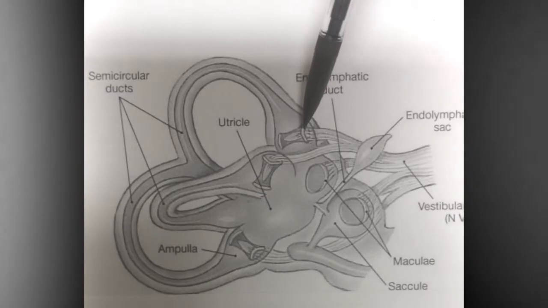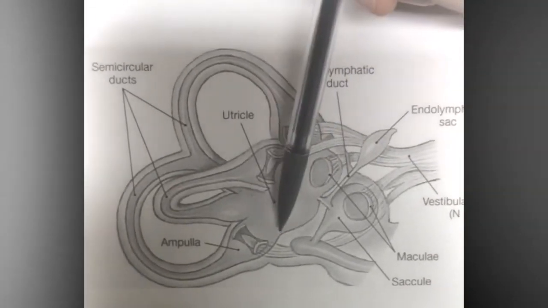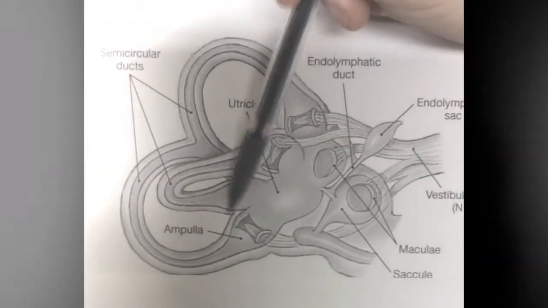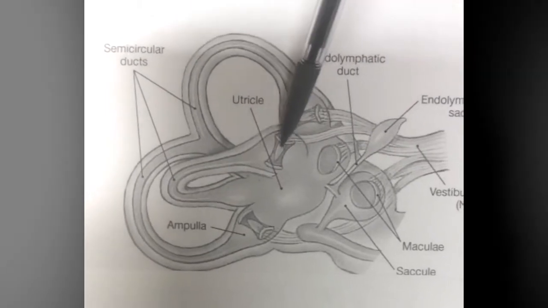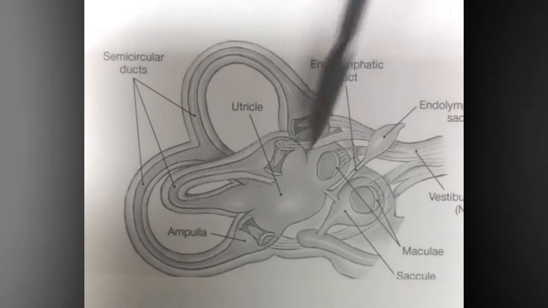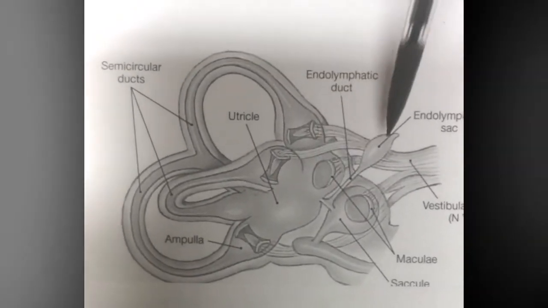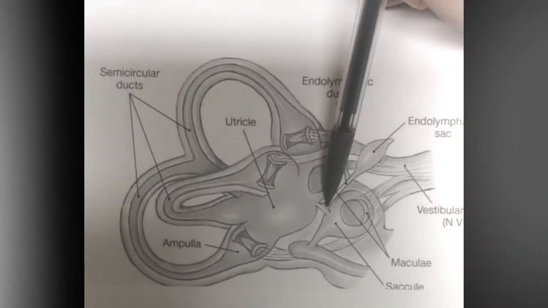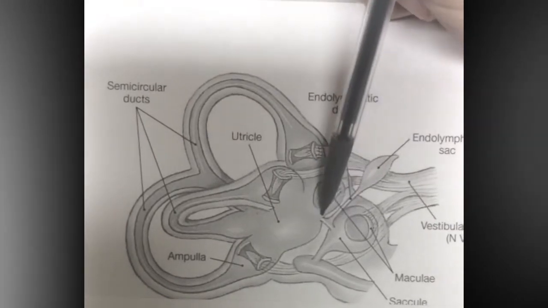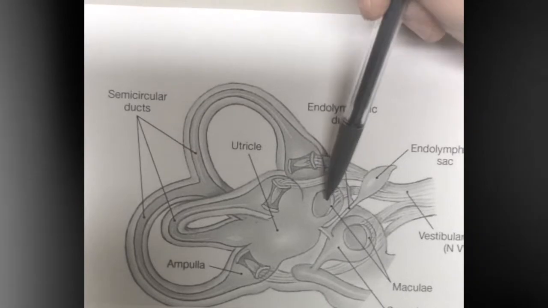Right where the semicircular canals communicate with the utricle, shown here, are the ampullae. Within the ampullae are the cristae, which are then connected to the vestibular branch, as shown here. Here is the endolymphatic sac and the endolymphatic duct, which then helps the utricle and saccule communicate. Within the utricle and saccule are the maculae.